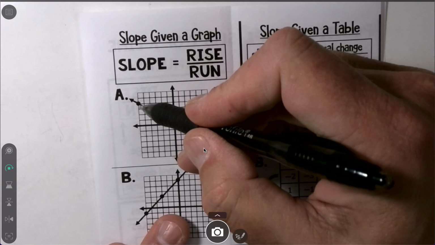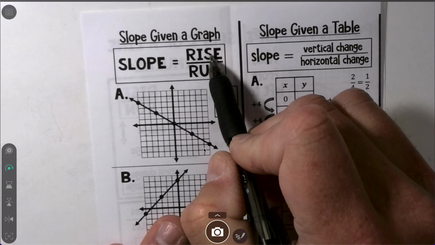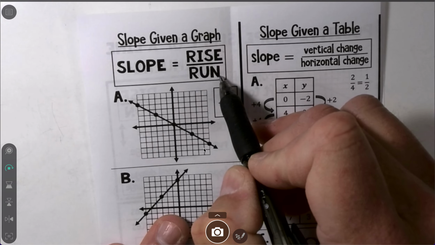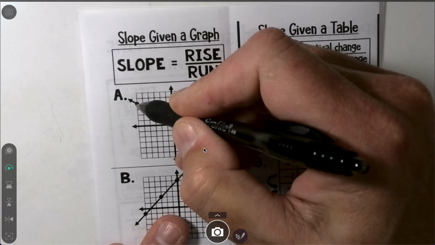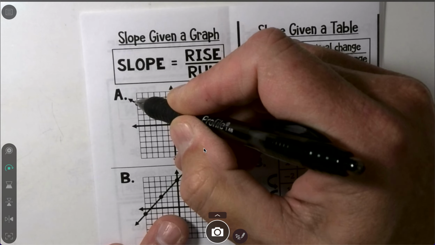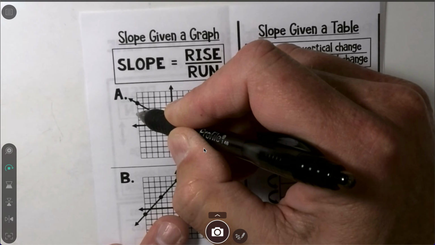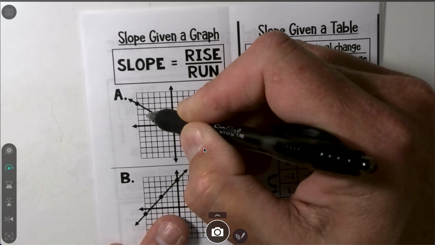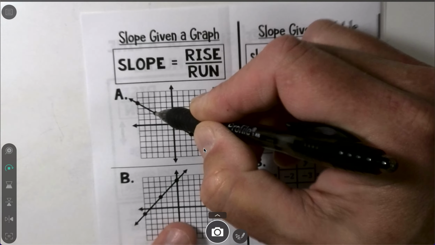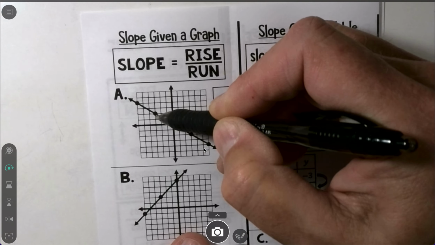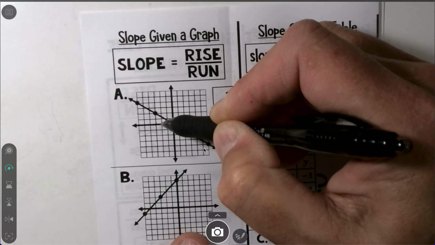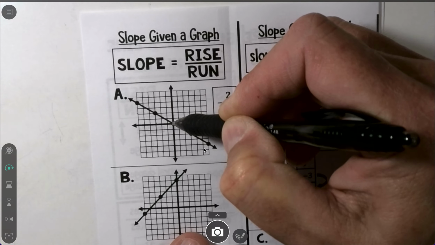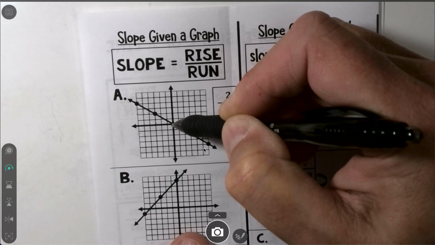And so all we have to do then, remember, it's rise over run, vertical change over horizontal change. So the vertical change of this line, just count from one dot to the next, is down 2, right 1, 2, 3. That's all I'm doing is counting. So down 1, 2, right 1, 2, 3. And we can do that all the way across the graph on this line.